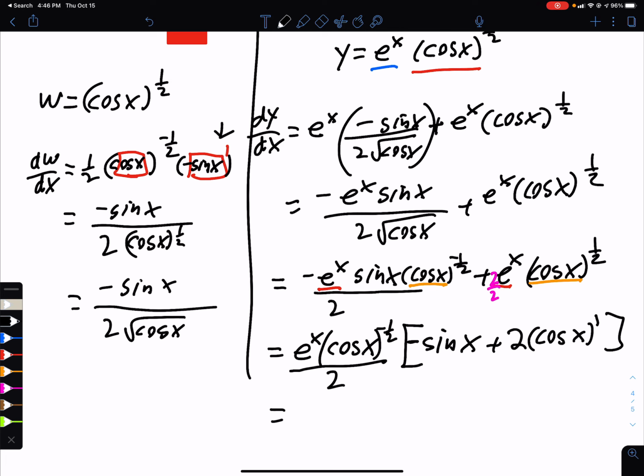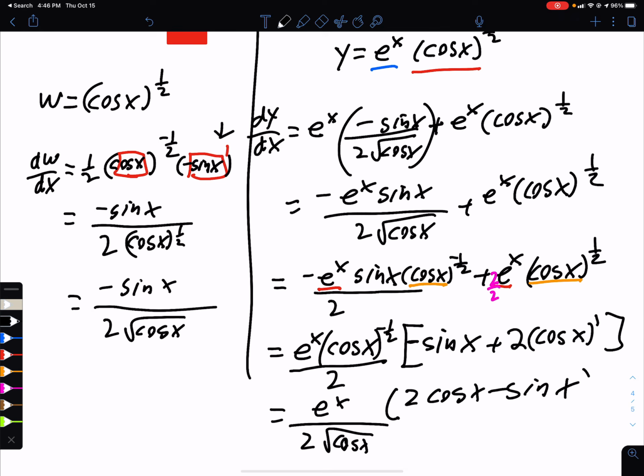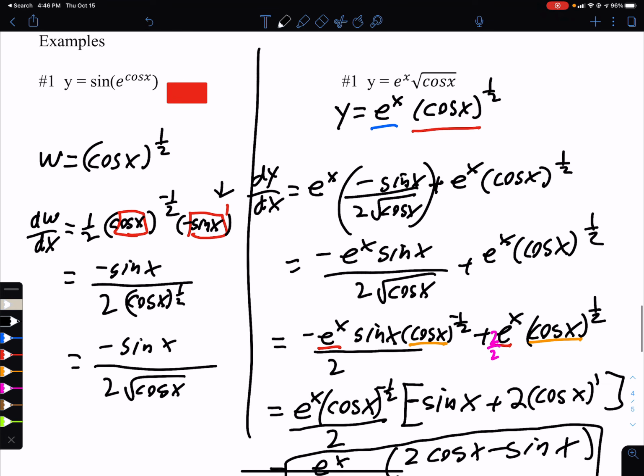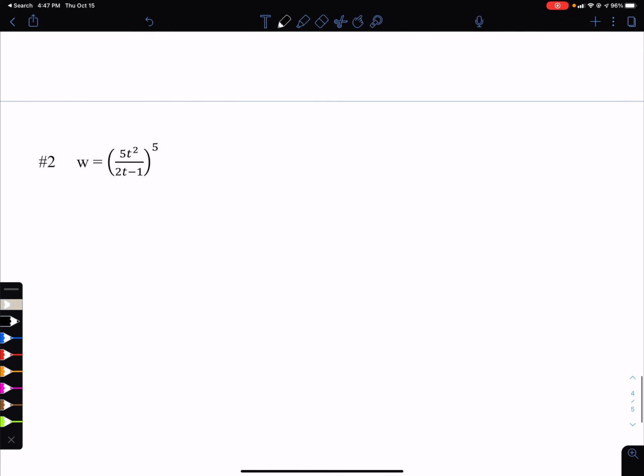Wow, crazy, huh? But now I can do more. Negative exponent, I move it to the bottom. So the 2 stays on the bottom, and the square root of cos x is now on the bottom. And now I'm going to put 2 cos x minus sine x, because I'd rather have the positive one in front and the negative one after. Believe it or not, wow, that's crazy. That is the derivative of our original using product rule and chain rule. We got one more to go. Isn't this fun?